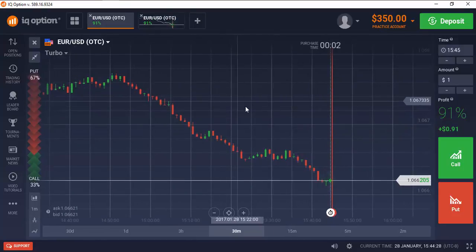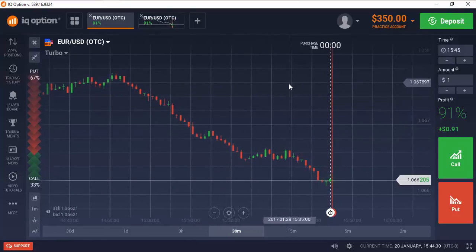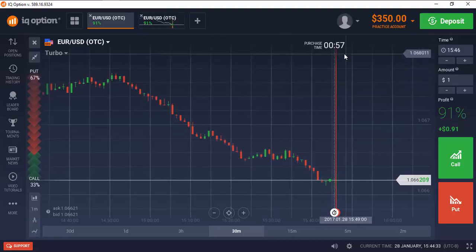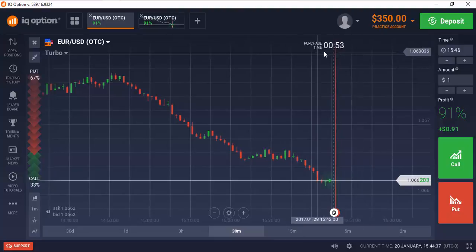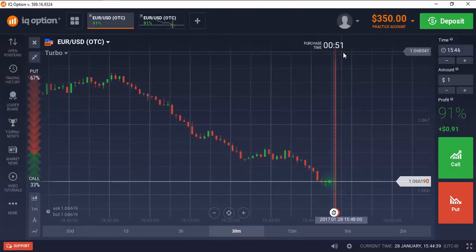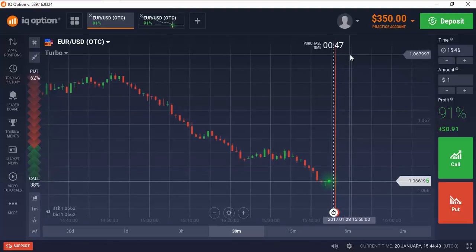Talking about the best time to enter a trade, IQ Option uses a countdown timer, as can be seen from the purchase time, and for us to take a perfect 1 minute expiry, we need to wait for this time to get to 31 seconds. Then we execute a call or a put trade based on our analysis.